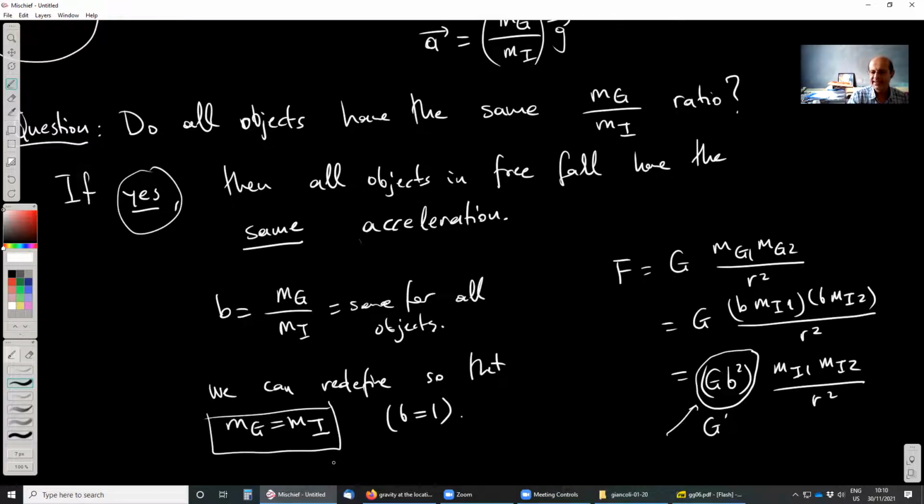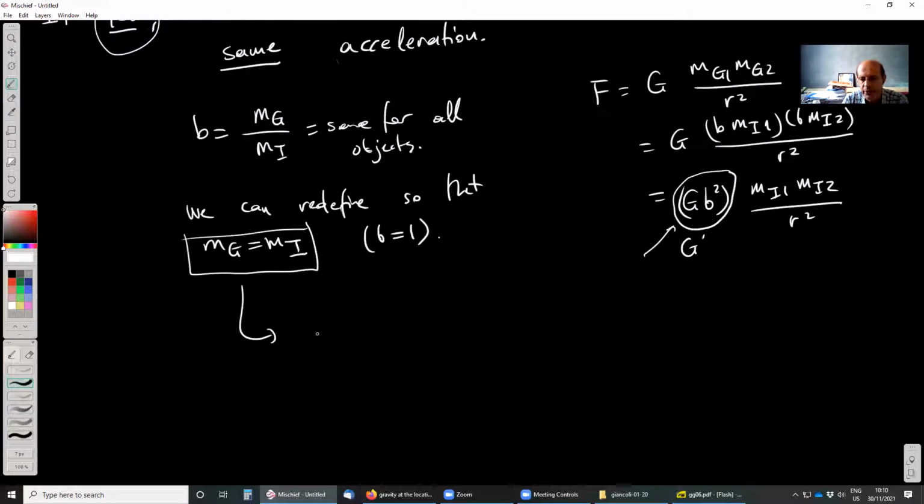Then I can define both of these masses to be the same, so I don't use two different definitions. And then we come back to square one. So as a result, it's the same mass that appears in the two laws of nature, right? So therefore, we will say that the same mass appears in both laws of nature.